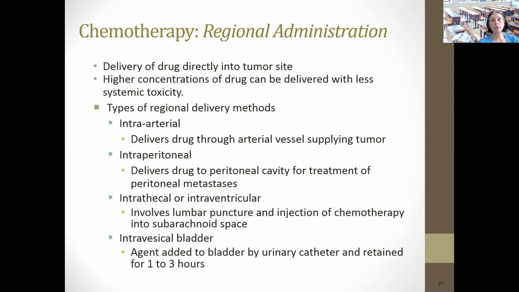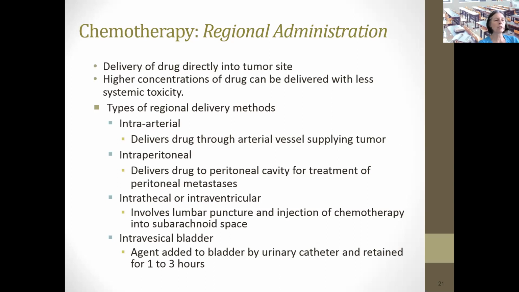Regional administration, like intra-arterial or intrathecal or, I don't know, any of the types of tumors that are delivered directly to a site and not given through central circulation, can be done. We talked about the routes earlier. They're generally given in high concentration because it's going straight to the tumor. So we can give higher concentration of the drugs than we would if it was going to be initially circulated through the whole body before it got to that tumor.